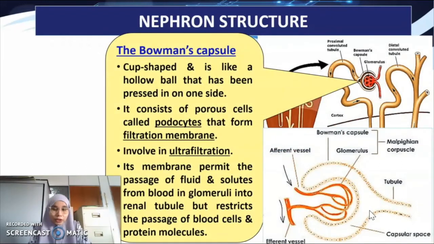The nephron structure, Bowman's capsule. So Bowman's capsule is a cup shape and it is like a hollow ball that has been pressed in on one side. It consists of porous cells called podocytes that form the filtration membrane, and it is involved in ultrafiltration. Its membrane permits the passage of fluid and solutes from blood in glomeruli into renal tubule but restricts the passage of blood cells and protein molecules.